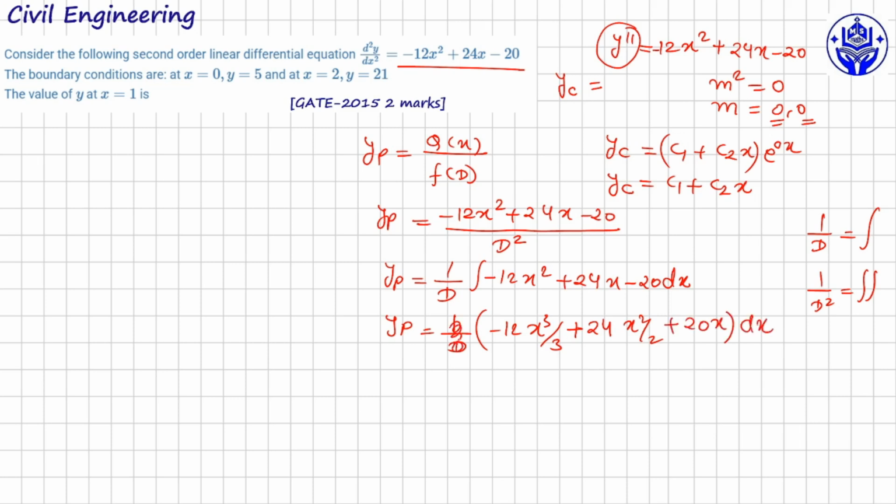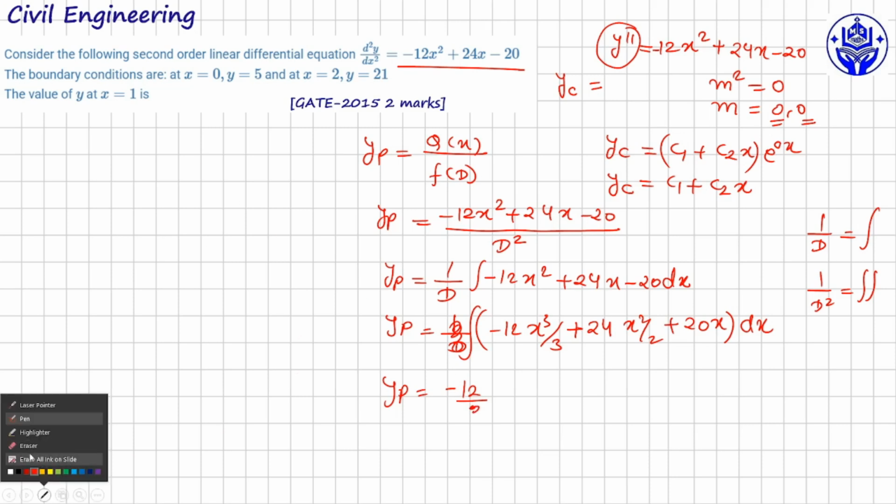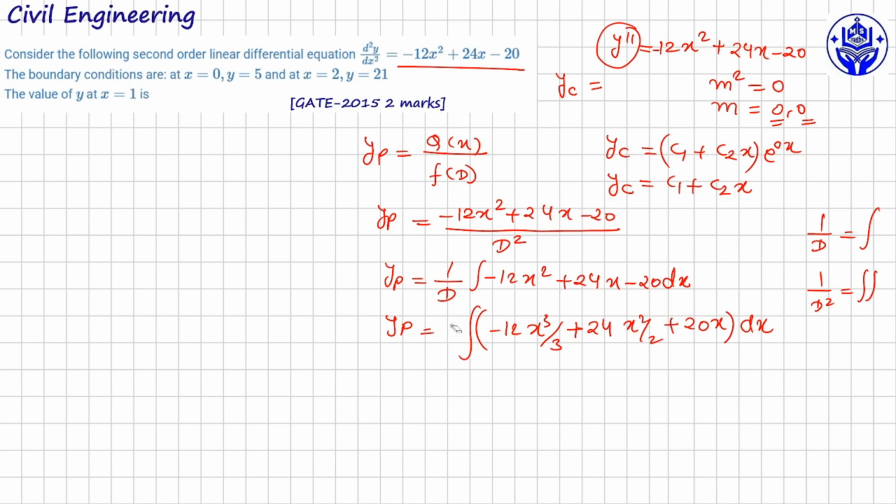Again, you integrate this, then this will be the particular integral. Minus 12 by 3 is nothing but 4, we can easily write it as 4. So y of p is minus 4 x power 4 upon 4 plus 24, and it will be 12 x cube by 3 and plus 20x square by 2. Now it is nothing but minus of x power 4 plus 4x cube, and it will be 10 of x square.